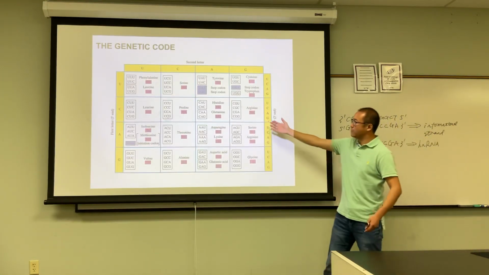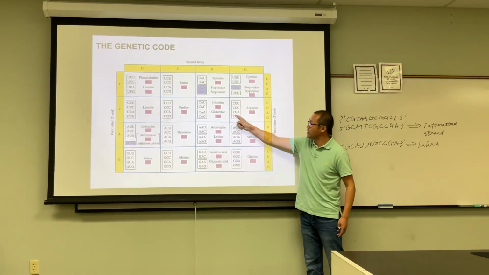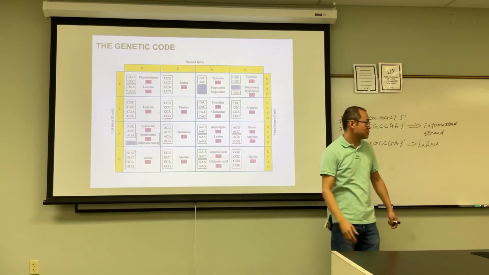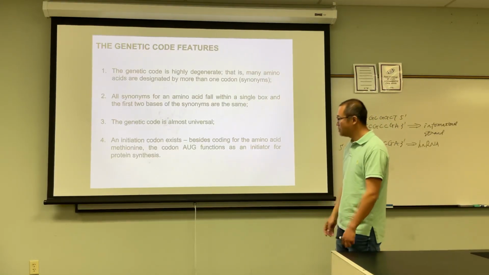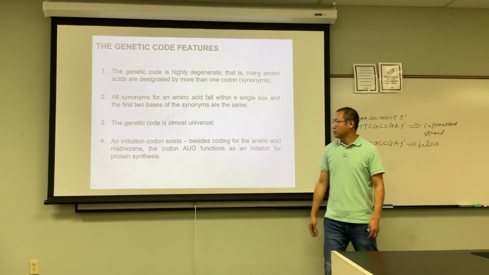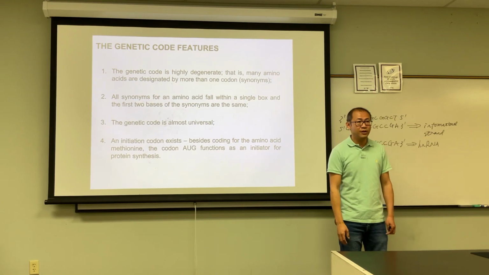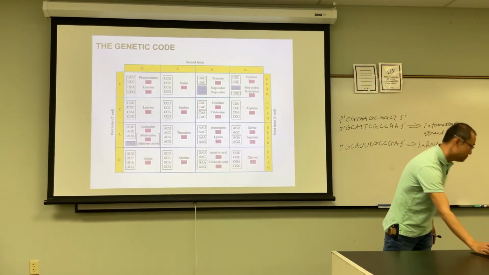It means, for example, these are synonyms for arginine. You can see the first 2 letters are the same. This is very common for degenerate codons. Out of these 64 codons, 3 codons don't code for an amino acid. They are either the initial codon or stop codons. We're going to see that later on.